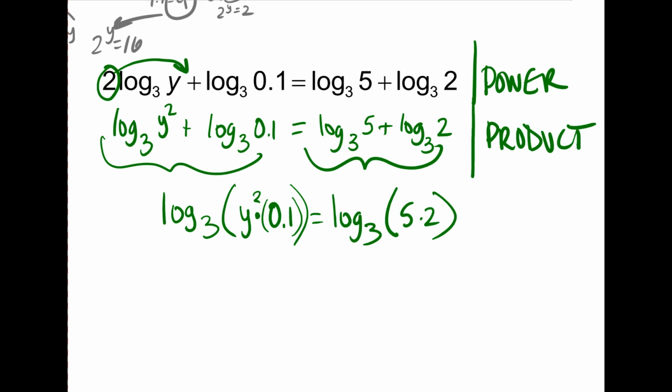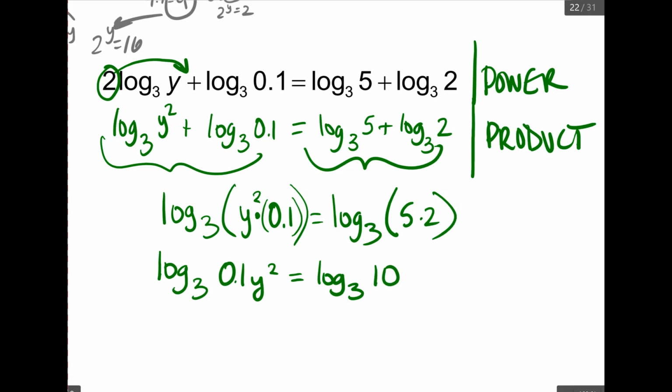Because earlier we went from the product to the addition, right? We went from log base 3 of 5 times 2 to log base 3 of 5 plus log base 3 of 2. I split them before, now I'm bringing them back. So before we were expanding, now we are condensing. We're making it smaller, we're trying to simplify. All right, so let me actually do the multiplication out. So I have log base 3 of 0.1 y squared equals log base 3 of 10.